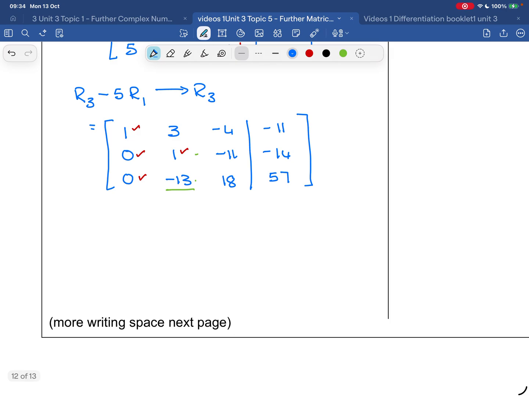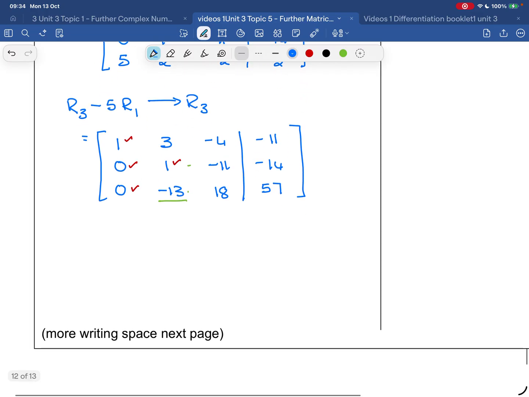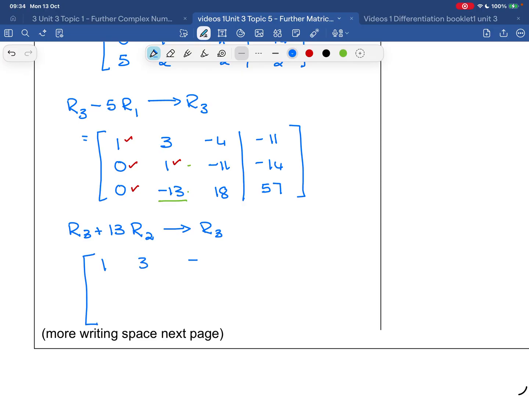So my next thing I'm going to say is, okay, well, do I have space here? Maybe I do. Row 3 plus 13 row 2, and I'm putting it into row 3. Okay, so I'm not touching row 1, and I'm not touching row 2, but row 3, well, 0 plus 13 times 0 is just 0. Negative 13 plus 13 gets me 0, which is what I'm looking for.